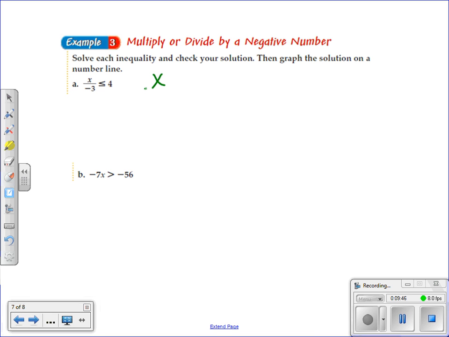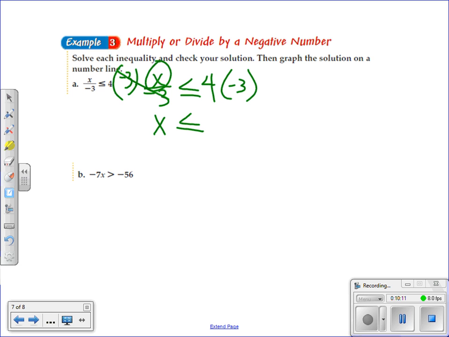Here we have x over negative 3 is less than or equal to 4. I have a division problem, so I'm going to do multiplication, times negative 3. Times negative 3. And these two negative 3s cancel each other out. That leaves the x all alone, of course, which is my goal. Oops. Stop right there. Actually, what I want you to do, as soon as you write times negative 3, go ahead and change your symbol.